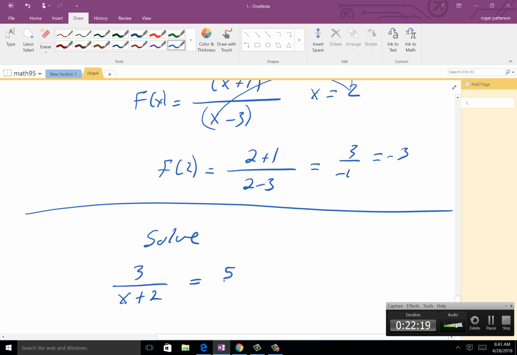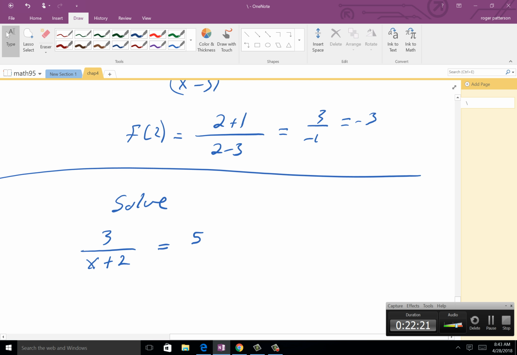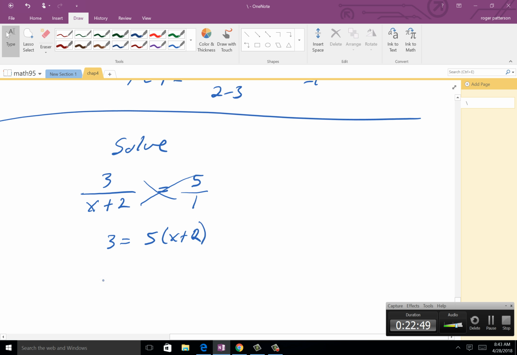So something like that. All right, so if we're going to solve those, and again, more of your solving comes up in 4.4. All right, but in this case, we'd have this. The easiest thing I think to do is just make this over 1 and cross multiply. That's what I think is easiest. So now if I cross multiplied, I'm just going to get 3 equals 5 times x plus 2. Okay, and then just work it out.